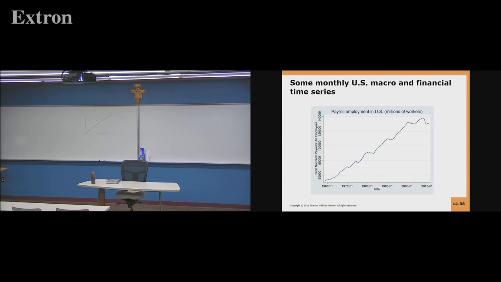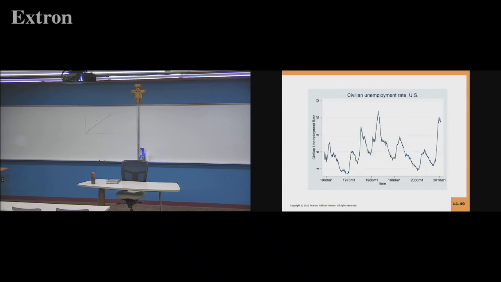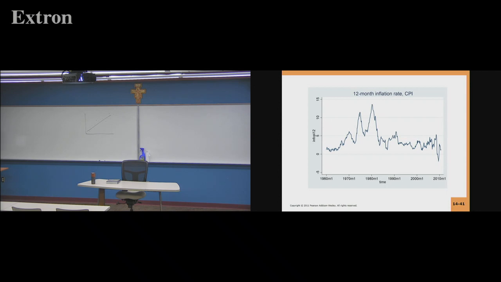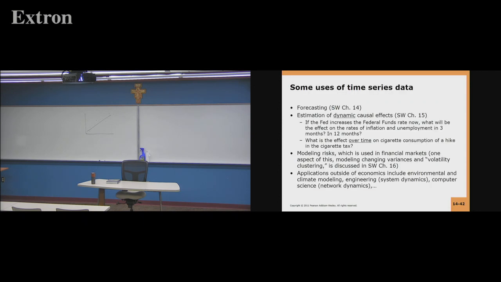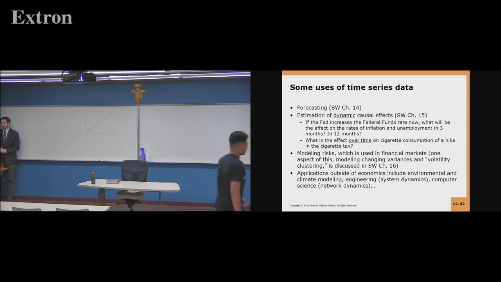So here are some examples of time series data. Here you have payroll employment in the United States, again, over time, over 50 years. The percentage change in payroll employment. What else? The civilian unemployment rate, 12-month CPI. These are all sorts of data that you may use for your project. And remember, FRED was a really good source. I think it doesn't say if these come from FRED, but FRED is a really good source to get all that data. You can get it annually, quarterly, some of it monthly.